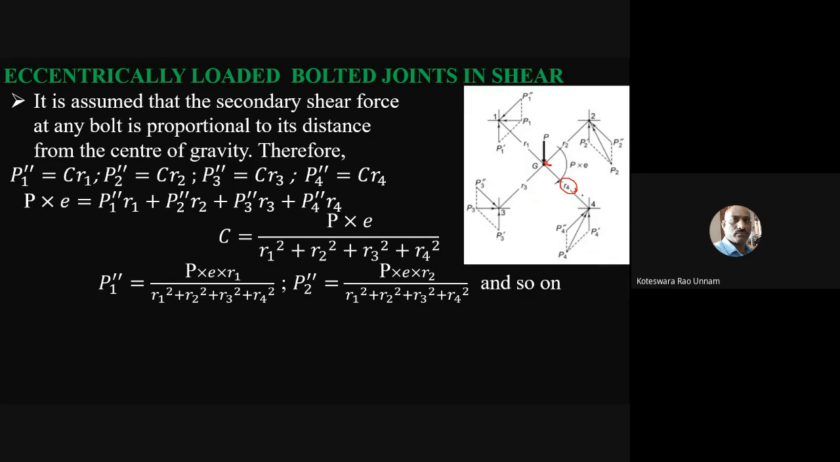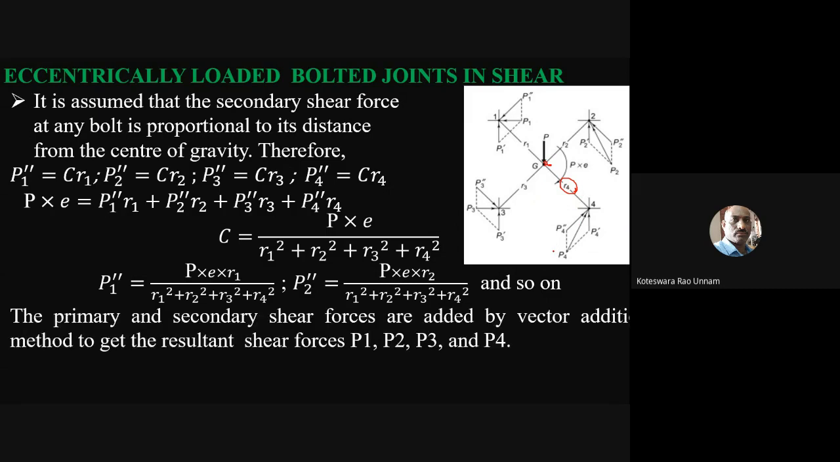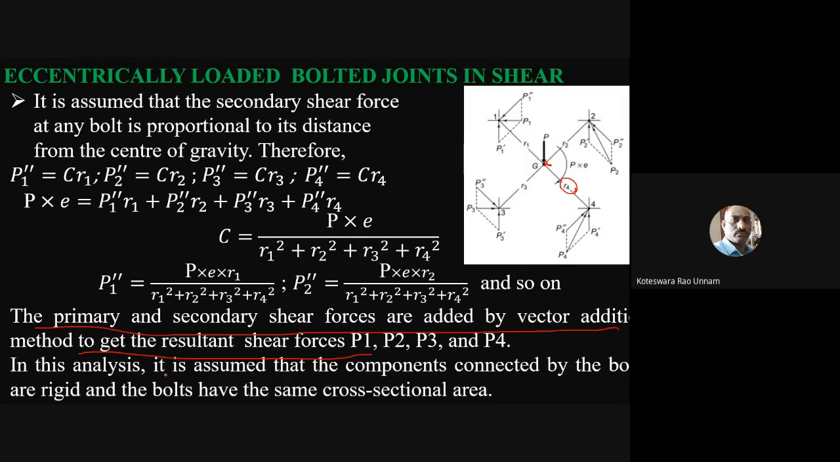Once you identify that, you can calculate the resultant. The primary and secondary shear forces are added by the vector method to get the resultant shear forces P1, P2, P3 and P4. In this analysis, it is assumed that the components connected by the bolts are rigid and the bolts have the same cross-sectional area. I think I already told you. With that assumption only we are able to find this.